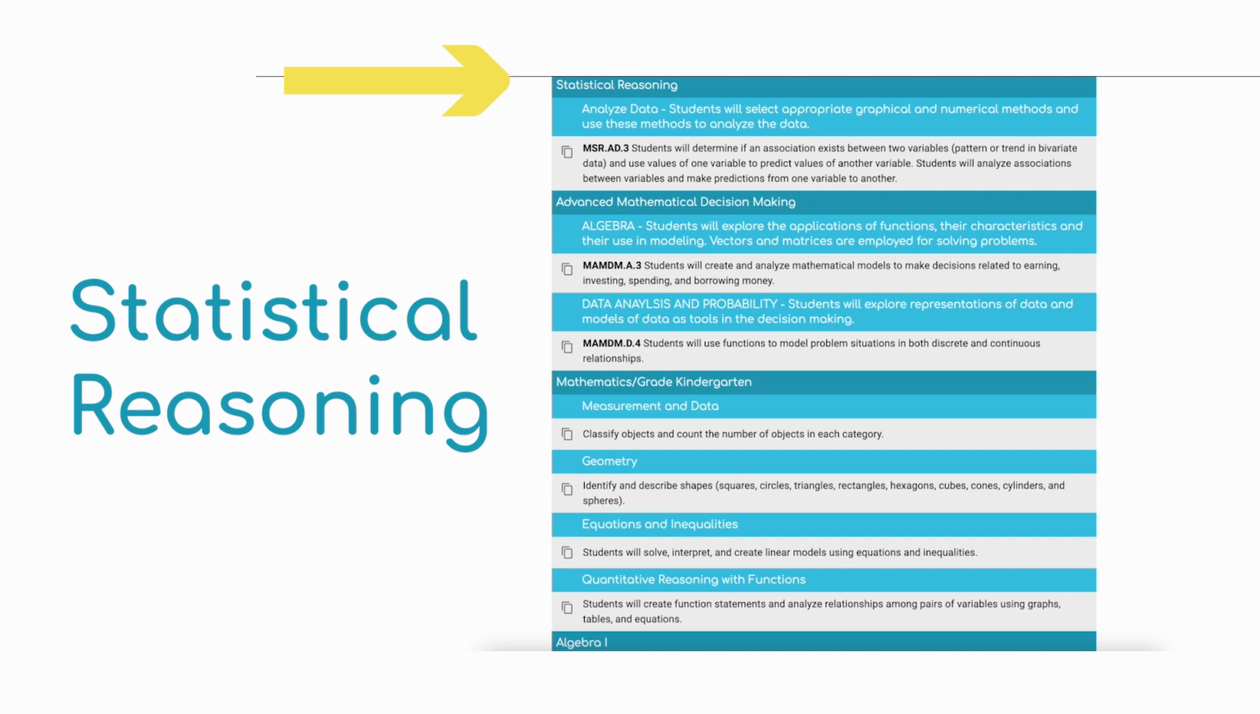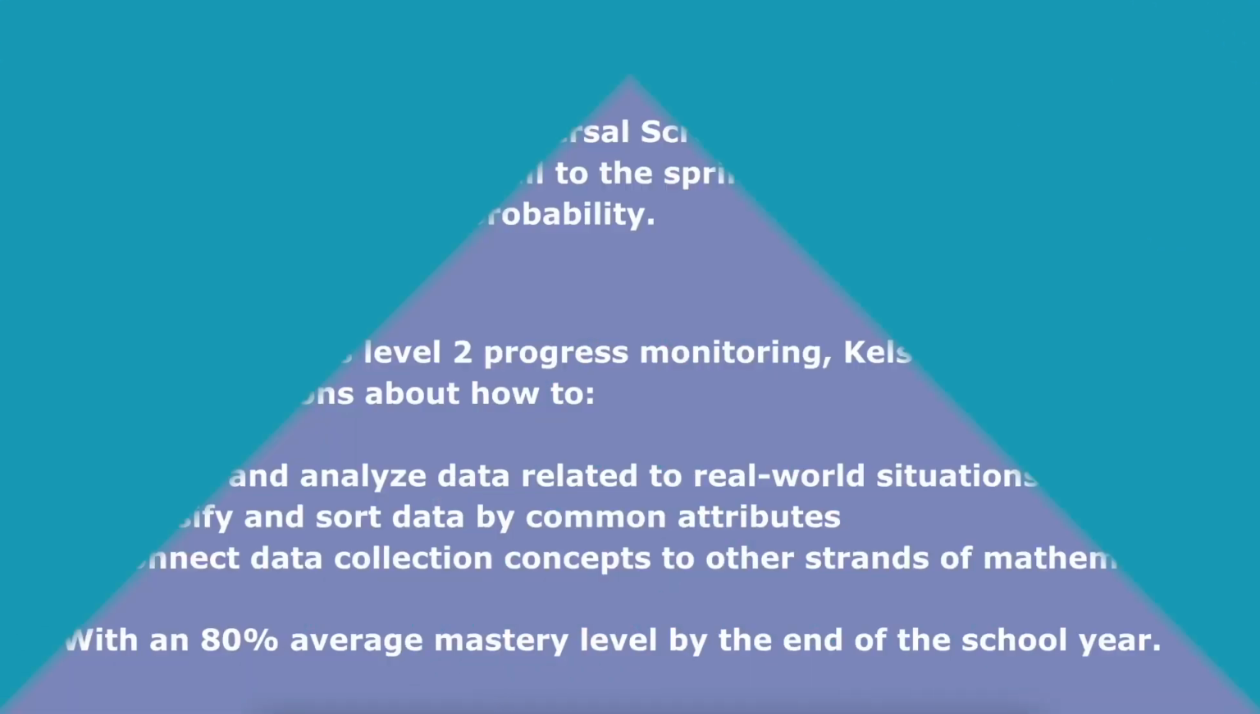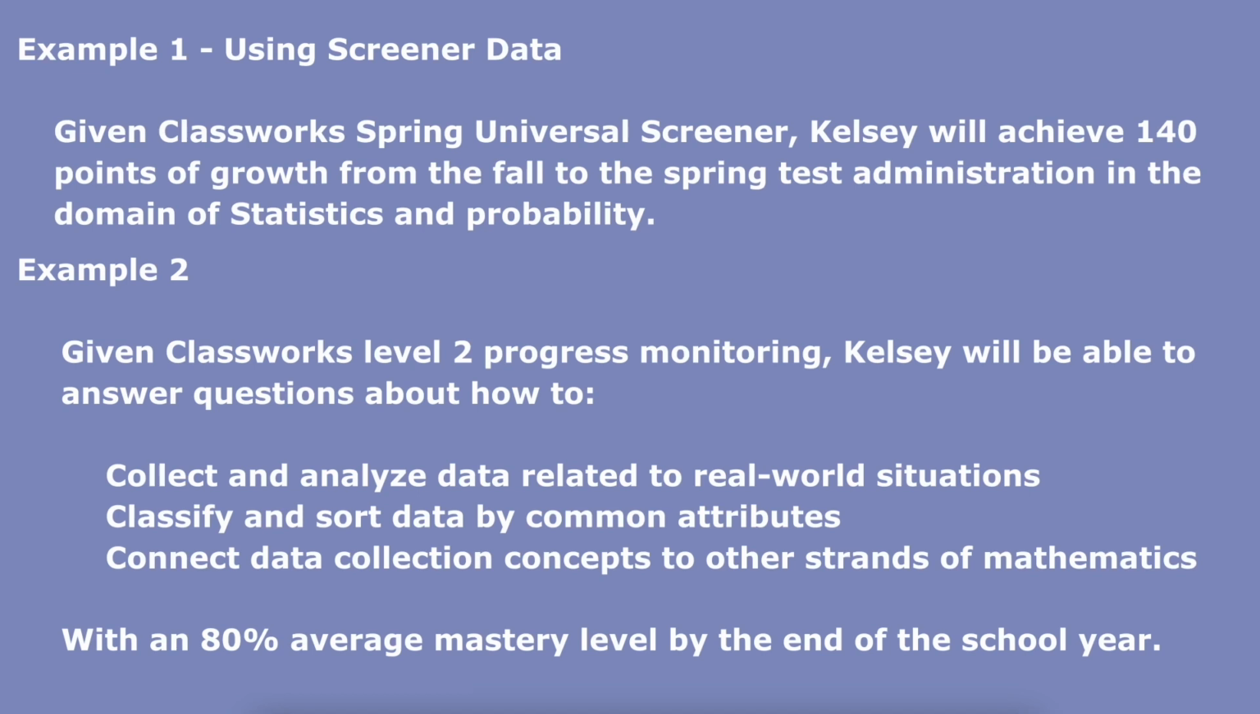Students will determine if an association exists between two variables and use the values of one variable to predict values of another variable. Students will analyze associations between variables and make predictions from one variable to another. Now this is from our demo site, so these are Georgia standards. If needed, this is easily copied and pasted into the IEP. The teacher has a few options now to write a measurable annual goal. She can either decide to document growth on the screener, or she can elect to see progress on some specific skills closer to Kelsey's present levels.